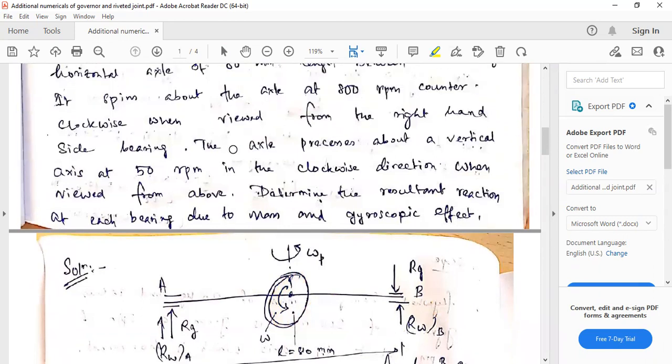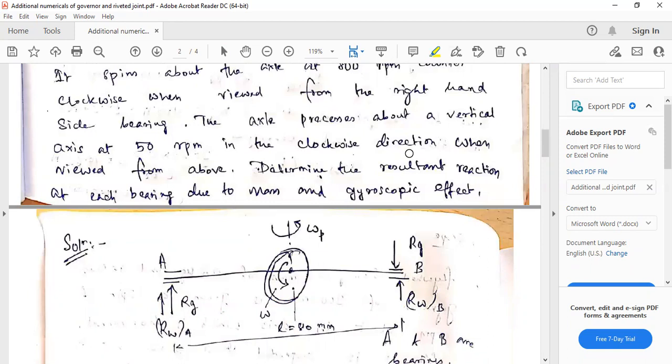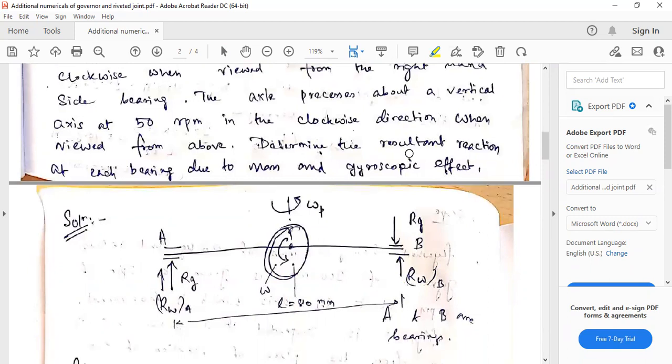The axle precesses about a vertical axis at 50 rpm in the clockwise direction when viewed from above. This is the vertical axis, and this is the precession. So the axle precesses at 50 rpm. We don't know this omega, but we know its speed, that is 50 rpm. Using this 50 rpm, which you can call NP, the precession speed, we can get the precession velocity.